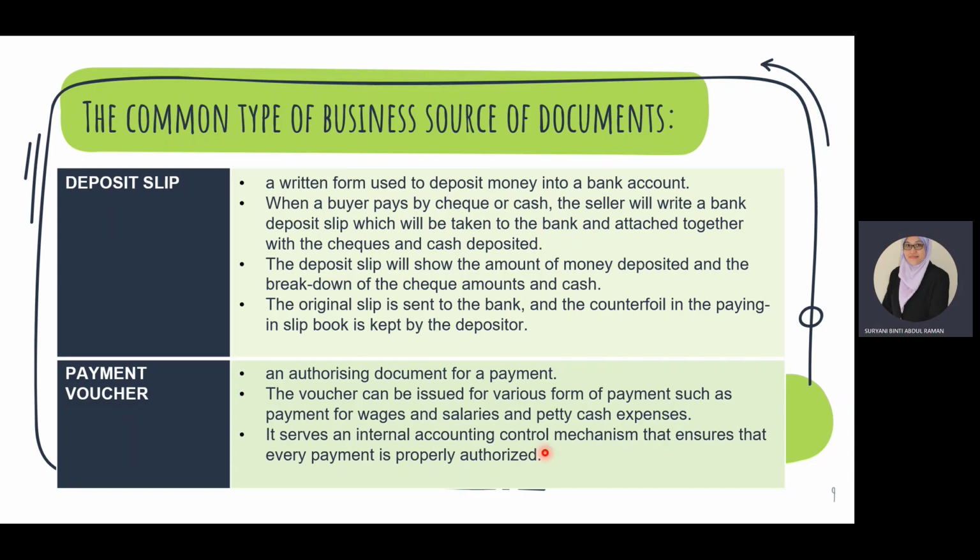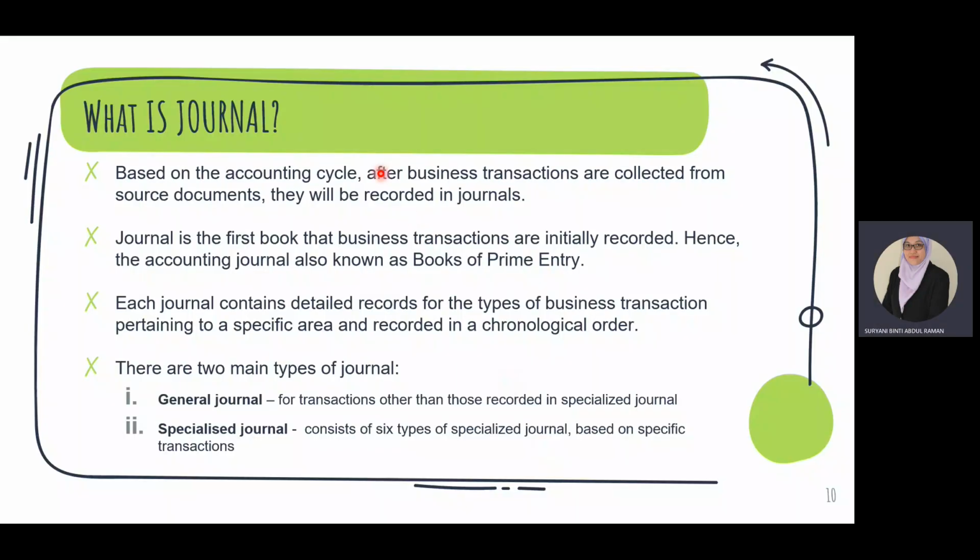Okay, so once we have collected the information from the source document, the next process in the accounting cycle is to record the transaction into the journal. So what is a journal? Journal is the first book in which business transactions are initially recorded. Hence, the accounting journal is also known as books of prime entry. Each journal contains detailed records for the types of business transaction pertaining to a specific area and recorded in chronological order, meaning you have to record date by date accordingly.